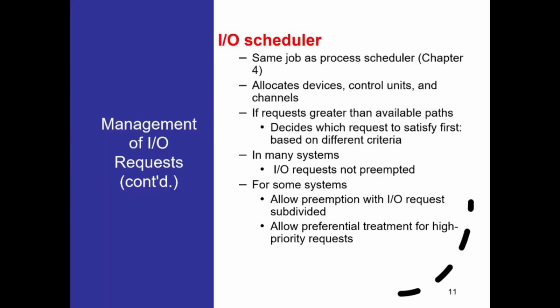Next is the I/O scheduler. It does the same job as the process scheduler. It allocates devices, control units, and channels. If requests are greater than available paths, it will decide which request to serve first based on different criteria. In many systems, I/O requests are not preempted, and some systems allow preemption, with I/O requests subdivided, and allow preferential treatment for high priority requests.